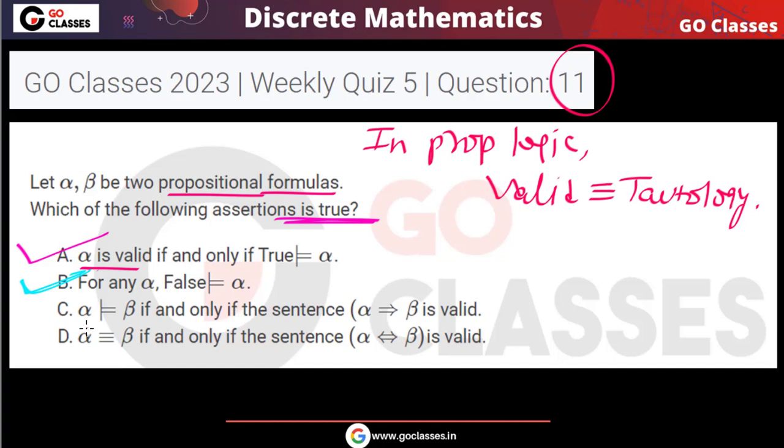What about option C? Alpha infers beta if and only if the sentence alpha implies beta is valid. This is the definition, correct? So this is actually the definition of inference. Alpha infers beta if and only if alpha implies beta is a tautology. Next, alpha is equivalent to beta if and only if the sentence alpha bi-implies beta is valid. This is also the definition of equivalence.